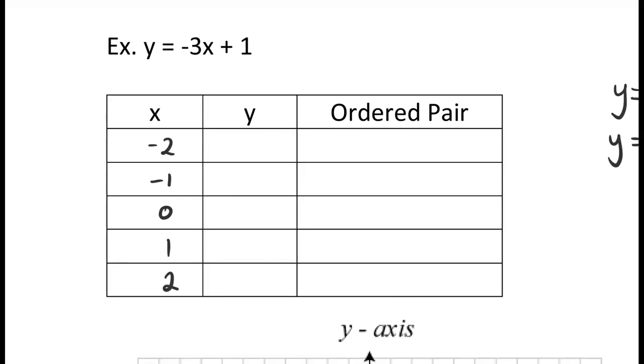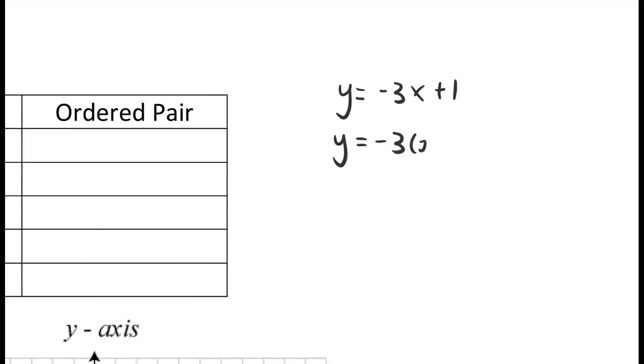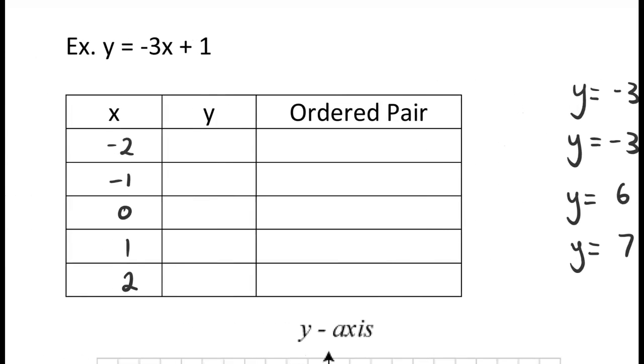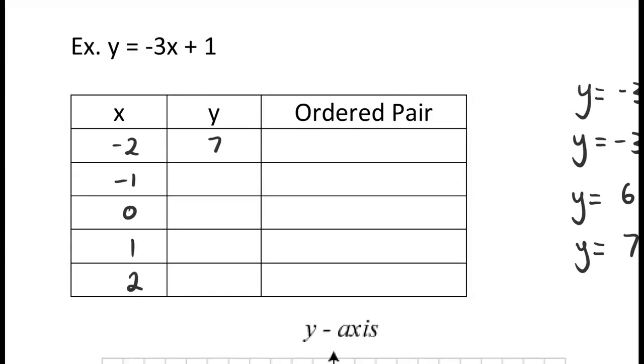So our value for x is going to be negative 2. So y equals, now we have a negative 3 multiplied by a negative 2. Now that results in a positive 6 plus 1. So y equals 6 plus 1, which is 7. So when we used x as negative 2, y was 7. Moving over to ordered pairs, negative 2 was our x, 7 was our y.